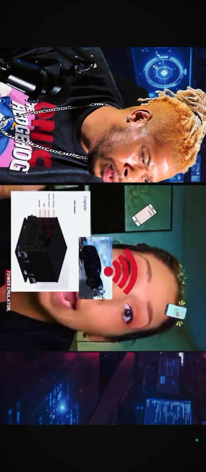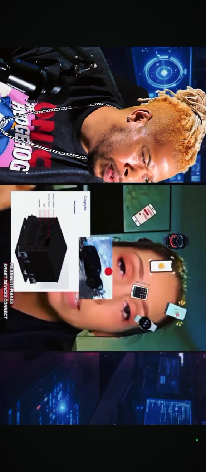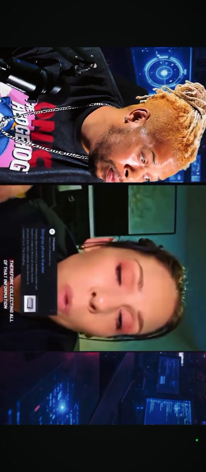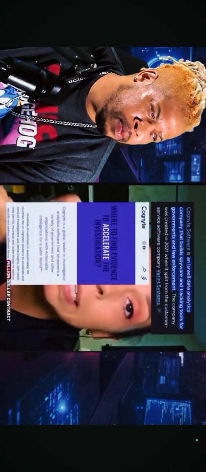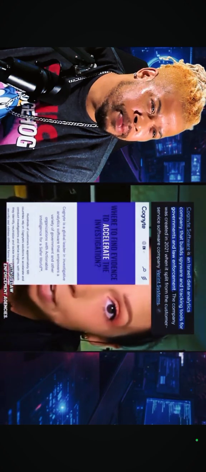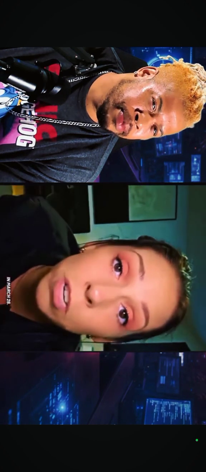FelcoNet is a cell phone tower emulator, meaning it makes smart devices connect to it thinking that it's a cell tower, therefore collecting all of that information that a cell tower would, using a company called Cognite, which has also signed a $5 million contract with U.S. law enforcement agencies, and that was earlier this year in March of 26.